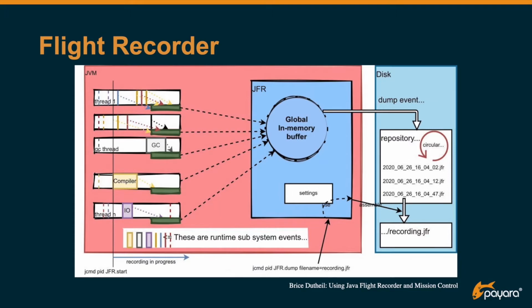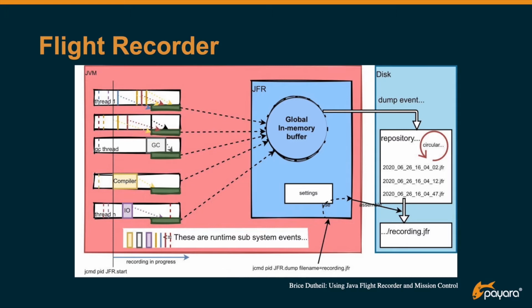So let's have a quick look how it works internally. When the flight recorder is active, it captures all the data from the different subsystems like threads, garbage collection, compiler, etc. And it puts that information in a global in-memory buffer. It is first put in memory so that the impact on the JVM itself is as minimal as possible, so that it does not disrupt the execution of your application.